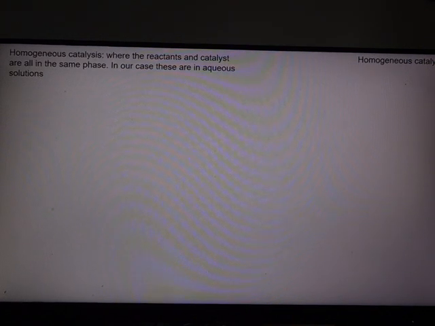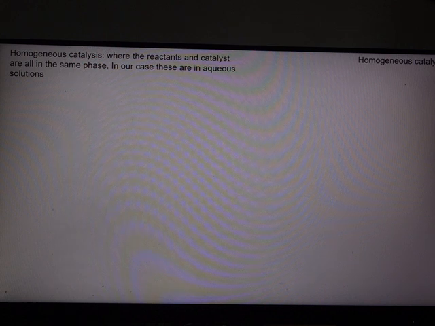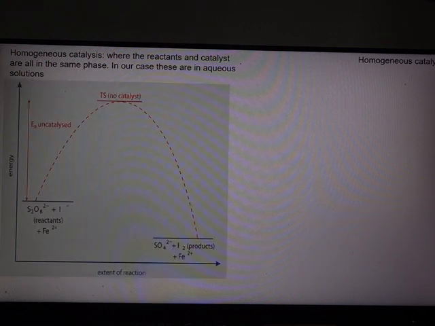Another type of catalysis is homogeneous catalysis. Homogeneous catalysis is where the reactants and catalysts are all in the same phase. In our case, they will all be in an aqueous solution. So we're going to look at the reaction between thiosulfate and iodide, and the catalyst used in this case is iron 2+.